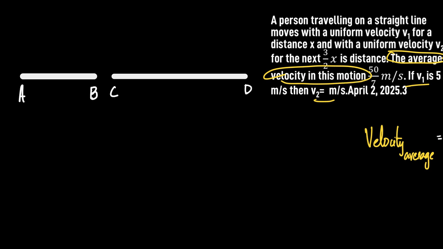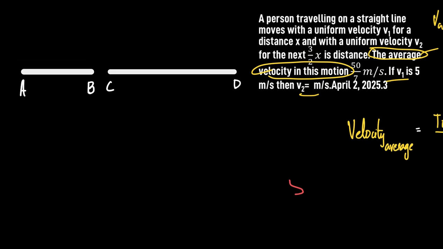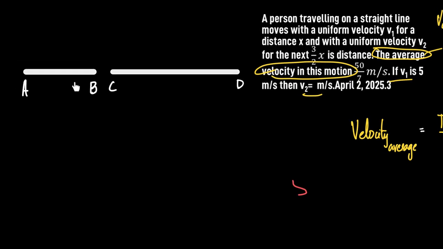And the average velocity of this motion is 50 by 7. And it is given to us that v1 is equal to, how much is that? 5 meter per second, which means the velocity to cover this distance is 5 meter per second. And we've been asked to find out the velocity to cover CD.